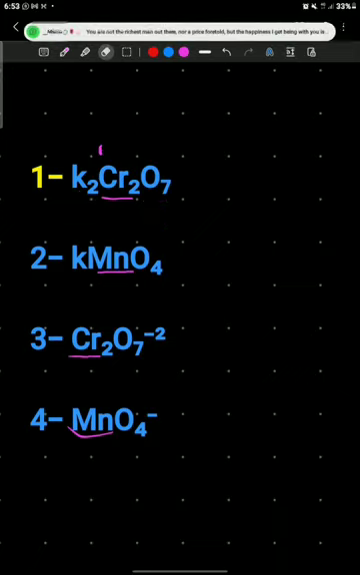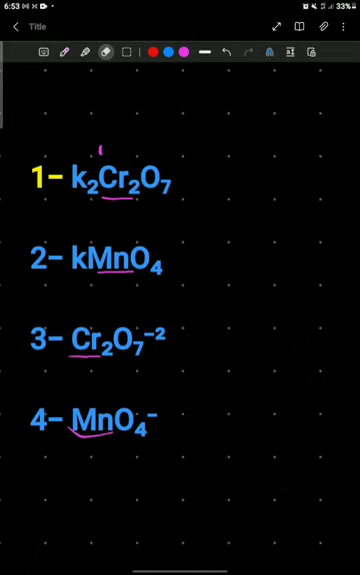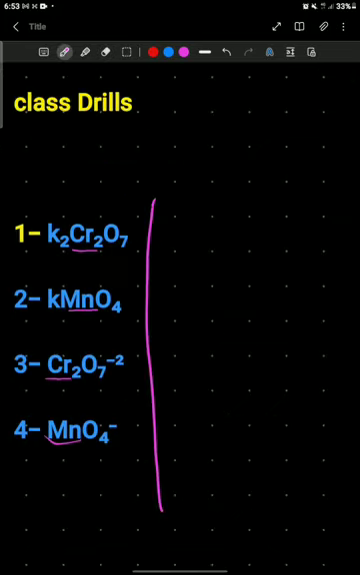Not that there is anything special about chromium. It's because it is not found in the oxidation rules. So that's the reason, for chromium and for manganese. So let's quickly solve this.